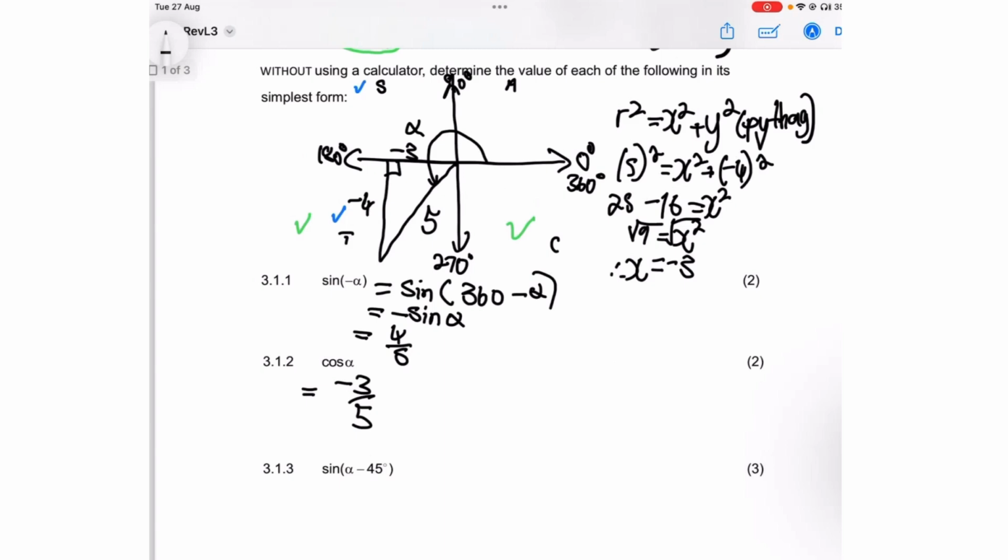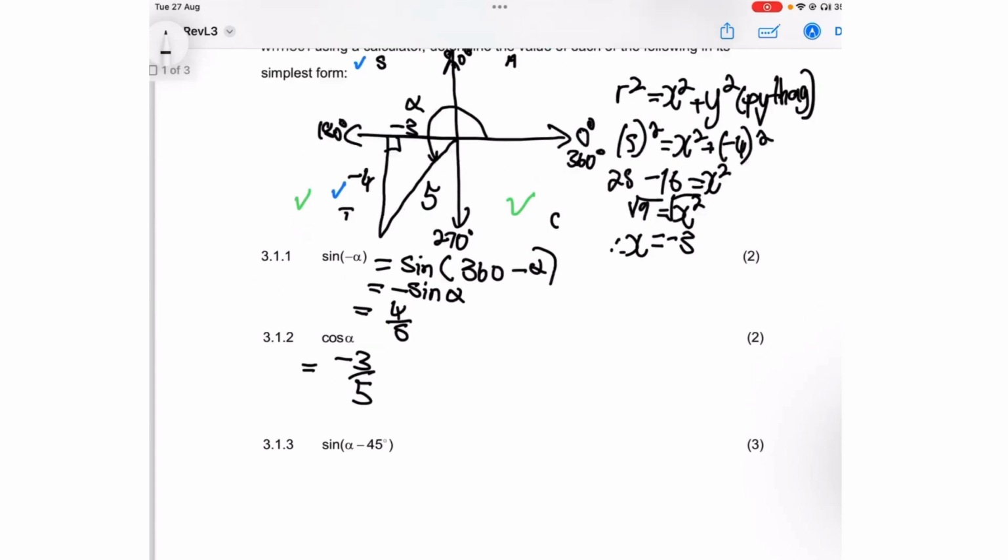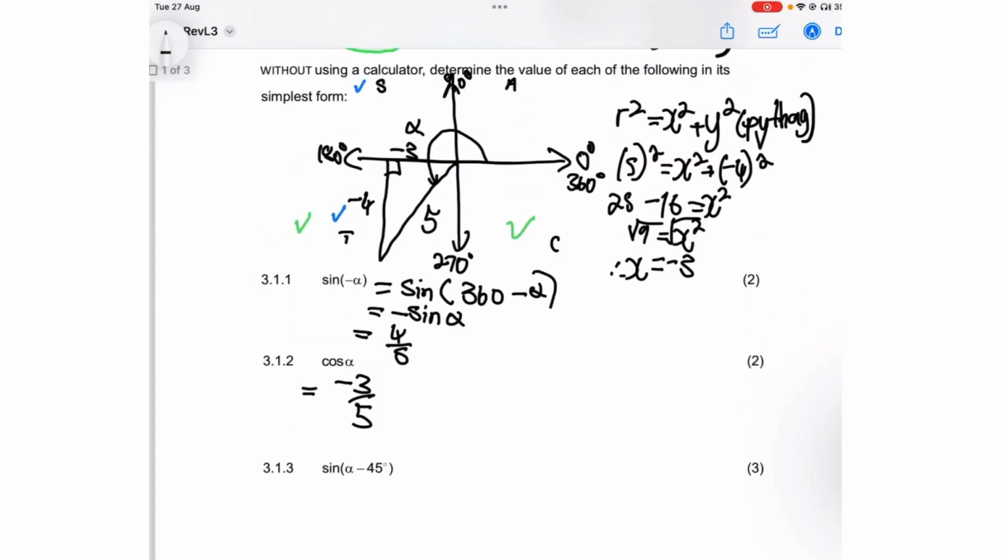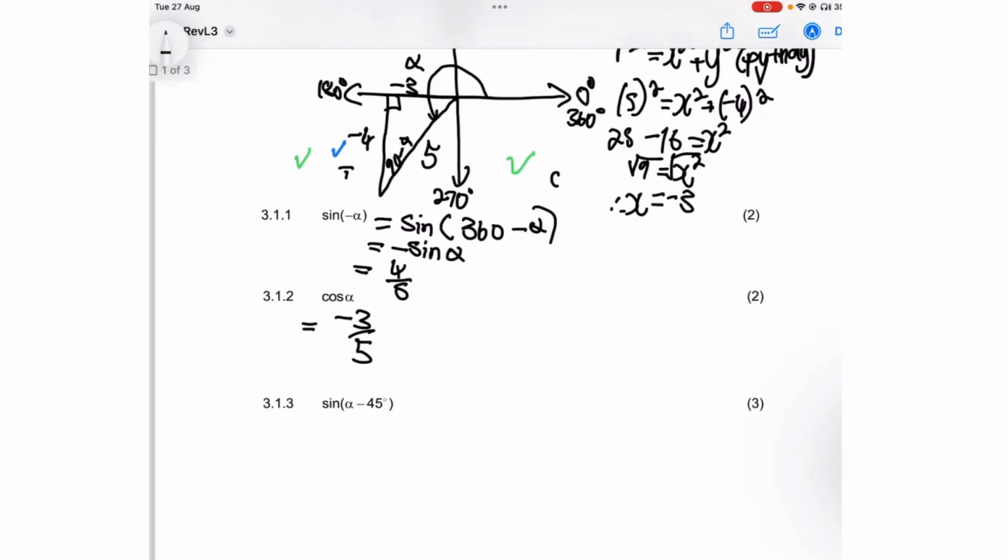Sine of alpha minus 45. So you see here, for example, this angle will be 90 minus alpha. So you don't have 45, alpha minus 45. However, what you can do is expand this using what? Using the compound formula for sine.